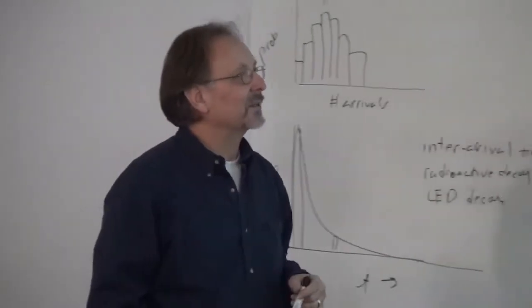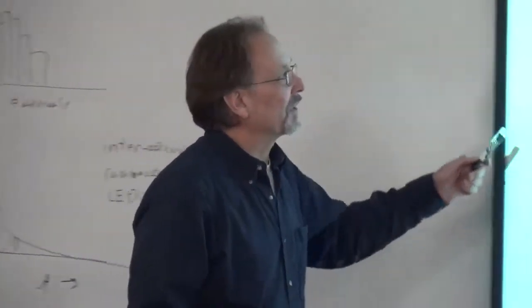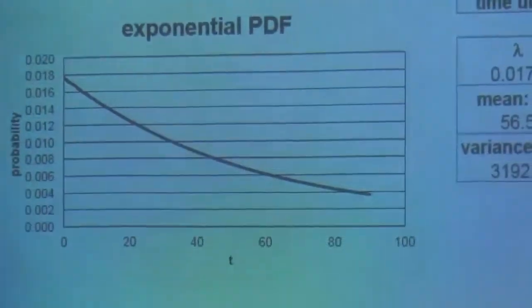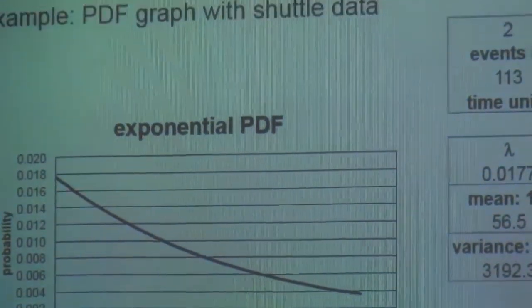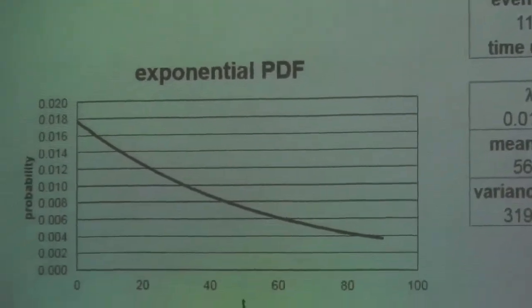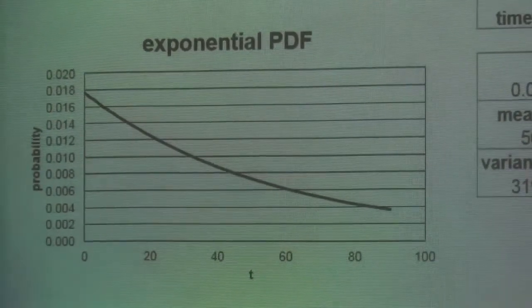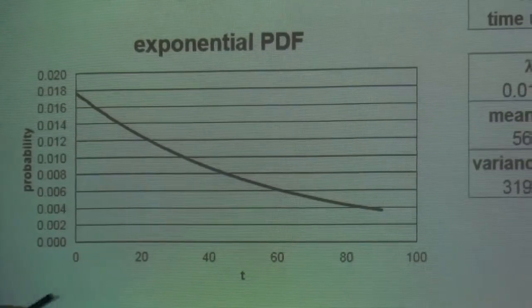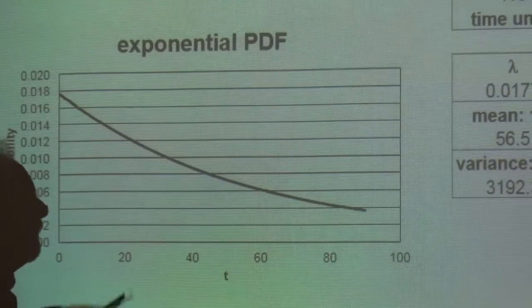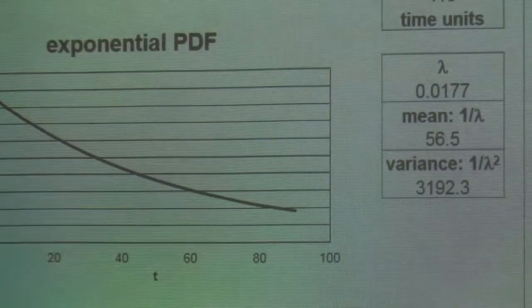So, this is a PDF, exponential PDF. This is a decay with our shuttle data. The number of missions, the expected number of missions is 56, and that falls right in here, expected value. And that's the variance, not particularly interesting.